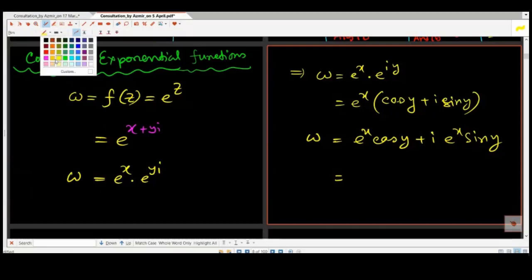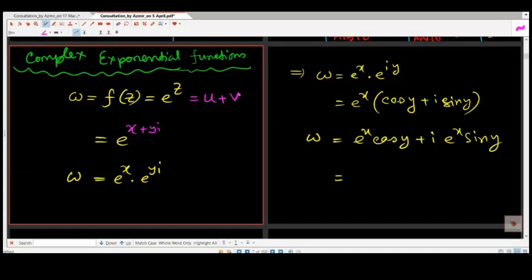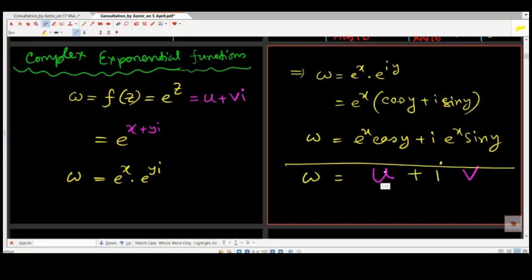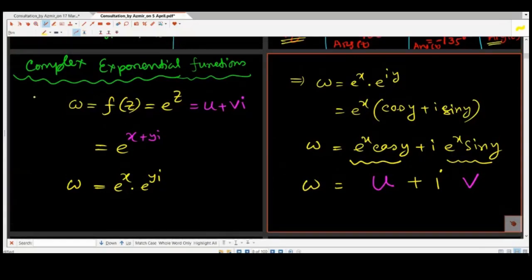So we know that any complex number w equals f of z can be written as u plus vi. So we have found u plus vi. Here u is e to the x cosine y, v is e to the x sine y. We know that complex exponential functions are single valued, so all single valued functions are analytic. We have also mentioned this earlier. So we can understand that f of z equals e to the z is analytic.